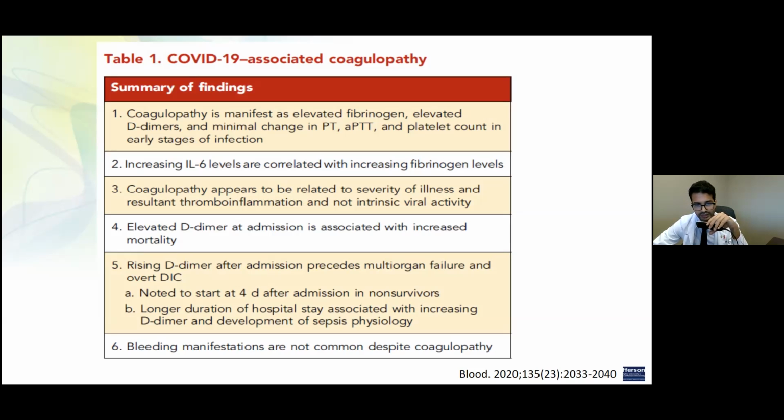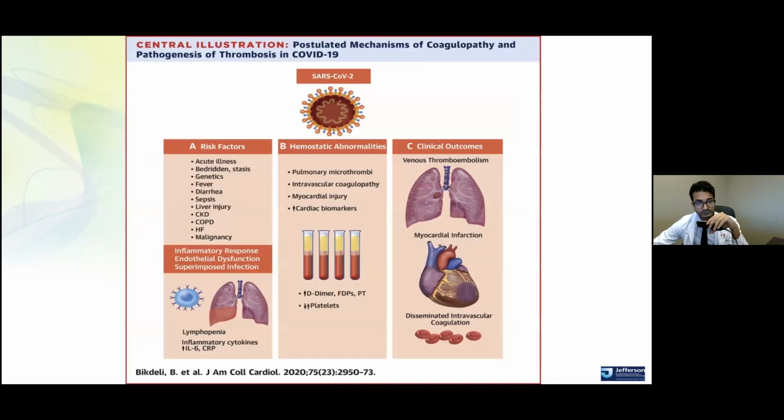So there was an early association between these. And we also found that rising D-dimer during the admission actually preceded multi-organ failure and overt DIC, which is disseminated intravascular coagulopathy. Some of the papers were hypothesizing why that is the case.